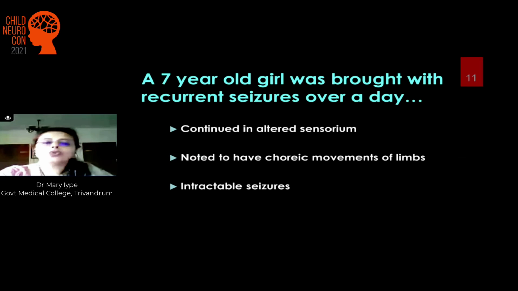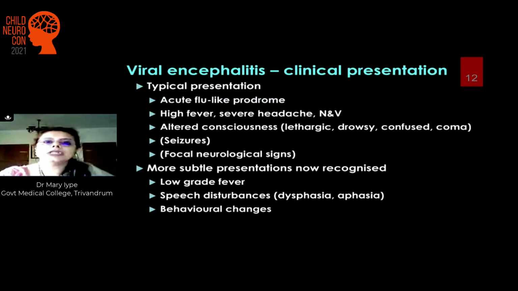So in viral encephalitis, the clinical presentation is so varied. You have to have a high index of suspicion and thorough knowledge of the clinical features and the investigation modalities to make a diagnosis. The typical presentation of viral encephalitis could be acute flu-like prodrome, high fever, severe headache, nausea, vomiting, altered consciousness. The child could be lethargic, drowsy, confused, or in deep coma. Seizures may be a manifestation. Focal neurological signs may be present.